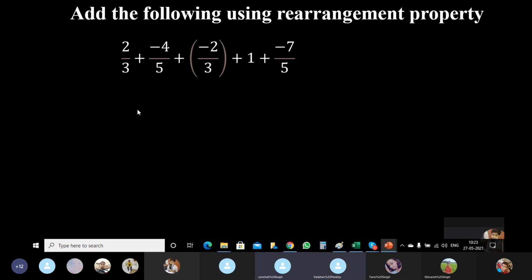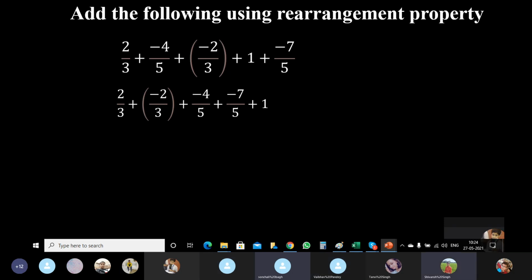Yes, ma'am. So if I rearrange it like this, 2 by 3 plus bracket minus 2 by 3 and rearrange the common LCMs, common denominators together, minus 4 by 5 plus minus 7 by 5 plus 1. Will I be wrong? Will my calculation be longer or easier? Ma'am, easier. So what I mean, I have just rearranged the numbers in such a manner.